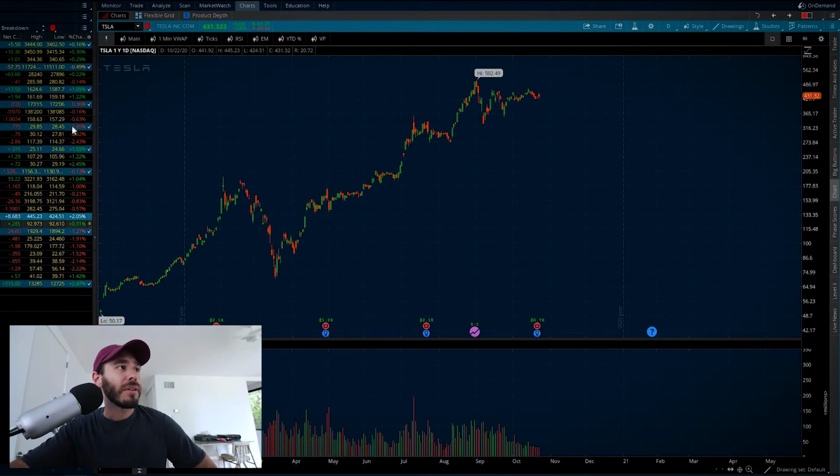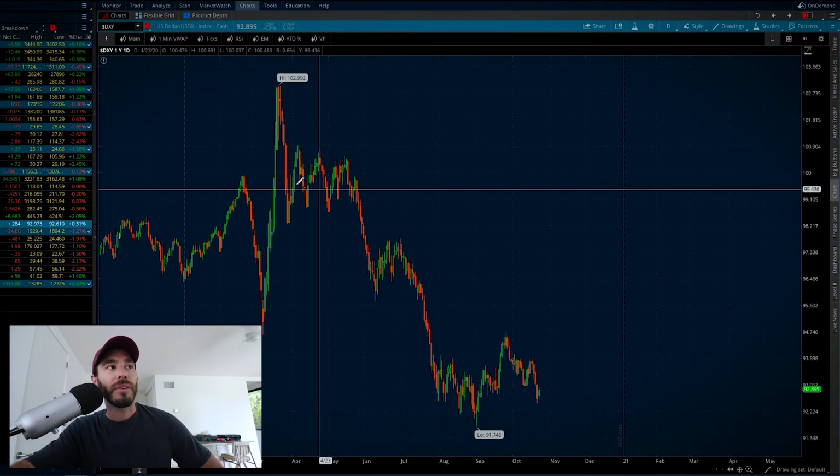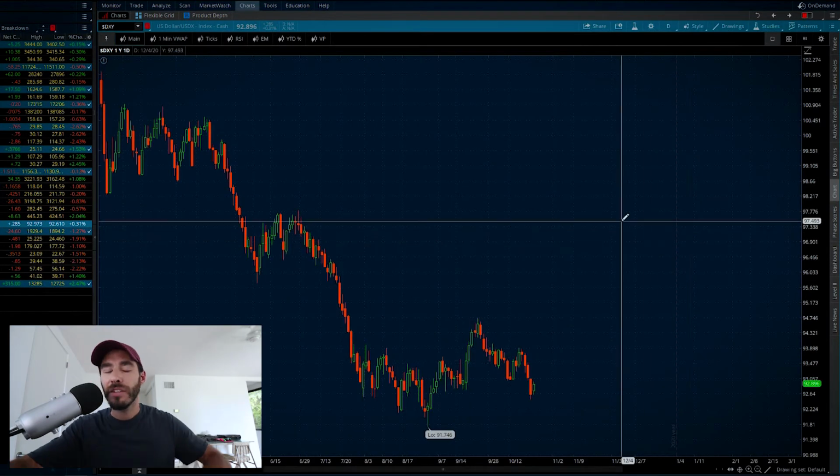Now we have the dollar. You're not going to get much from the dollar. It's just cool to look at because it's a currency that we use on a day-to-day basis. Seeing what the dollar does can give us a read. Is the dollar strengthening or is it weakening? Me personally, I think the dollar is going to continue to weaken because we keep printing and printing and printing more and more money.